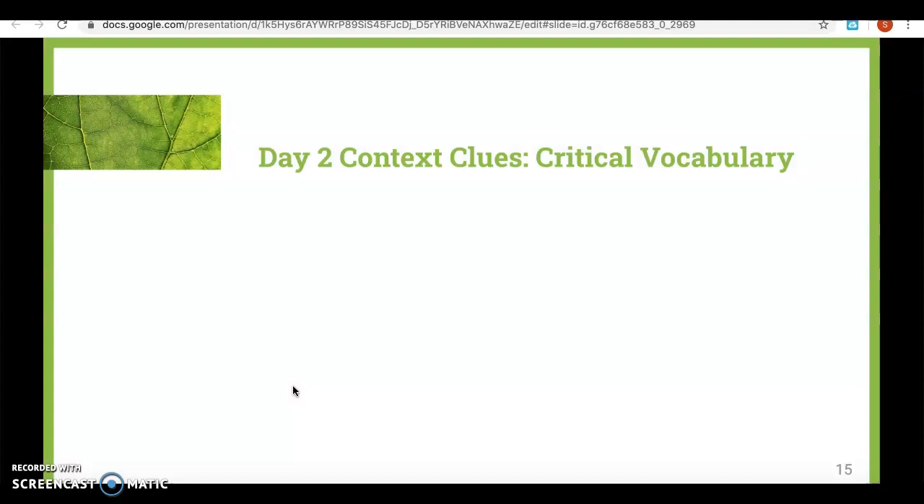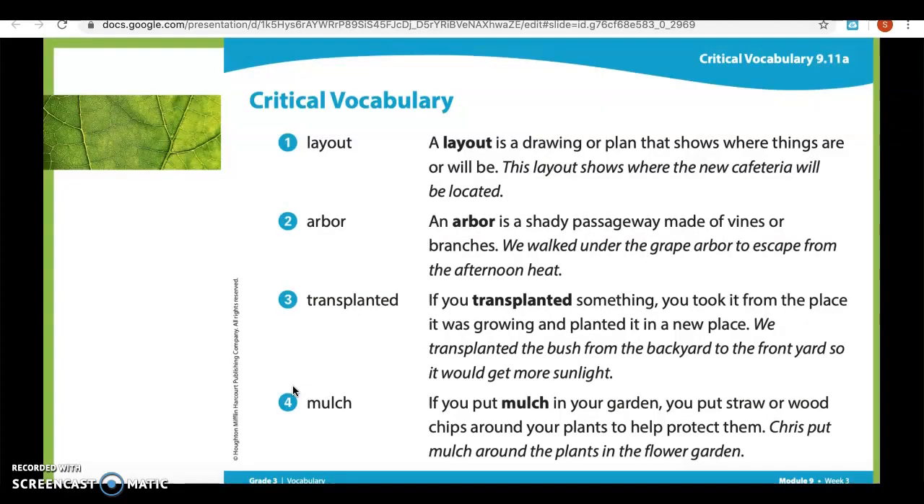Now let's look at critical vocabulary. Remember, we've been practicing and using context clues. We have words like layout, which is a drawing or plan that shows where things are or will be. This layout shows where the new cafeteria will be located. An arbor is a shady passageway made for vines or branches. We walked under the grape arbor to escape from the afternoon heat.